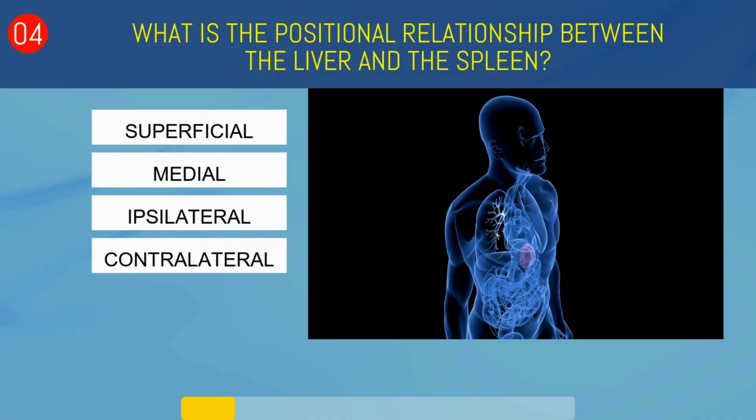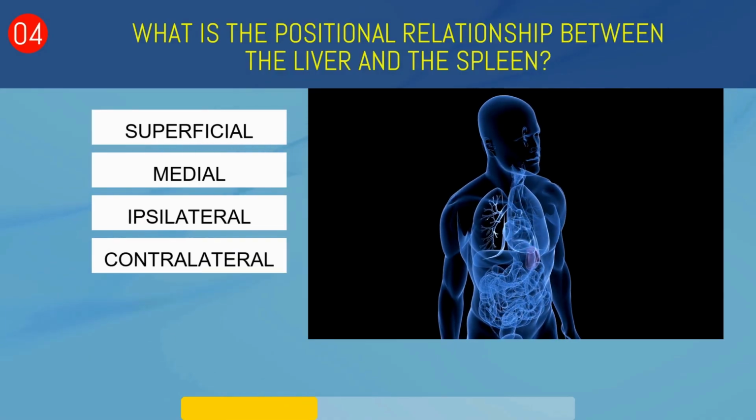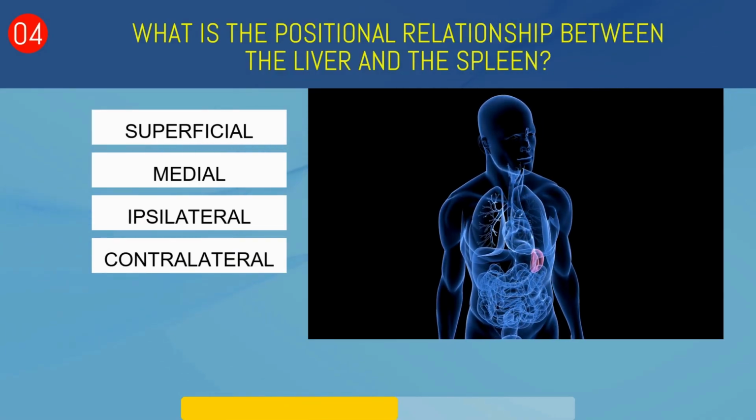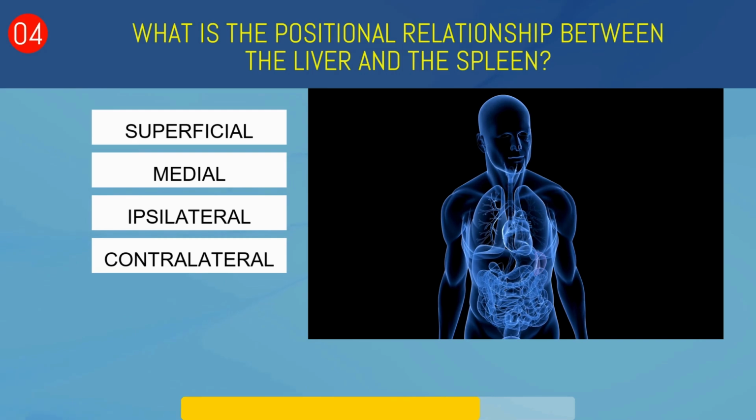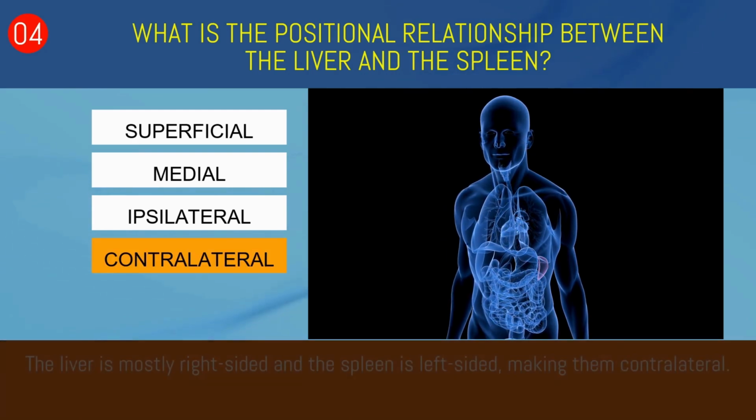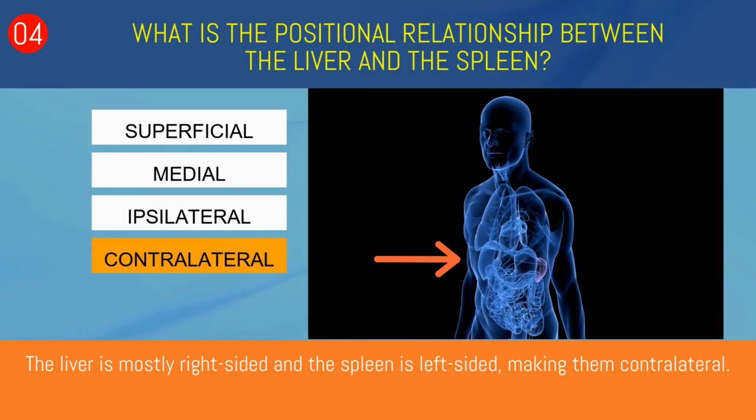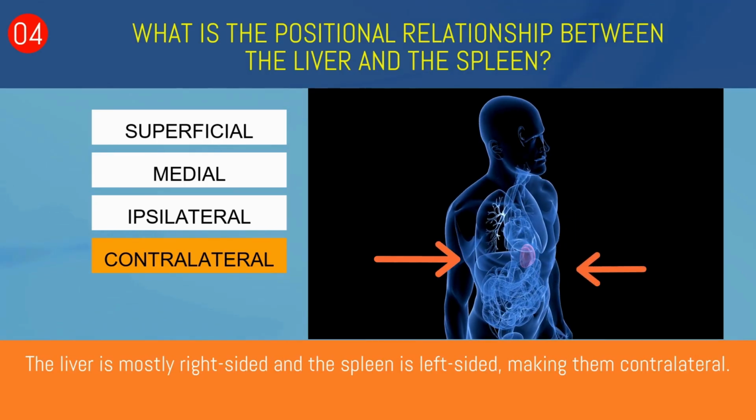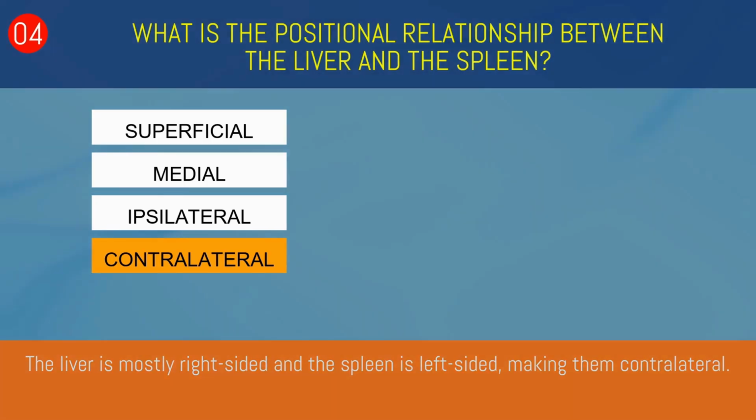What is the positional relationship between the liver and the spleen? Superficial, medial, ipsilateral, or contralateral? Contralateral. The liver is mostly right-sided, and the spleen is left-sided, making them contralateral.